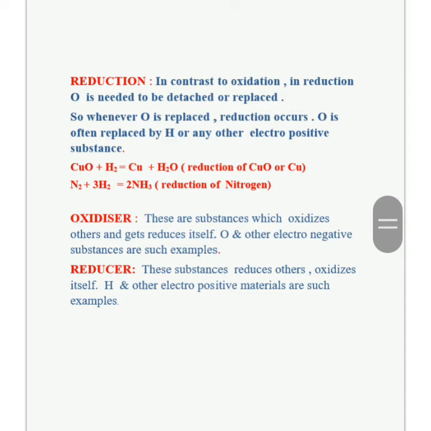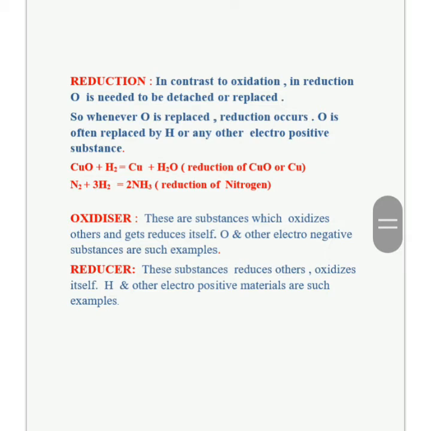Reduction, on the other hand, in contrast to oxidation, is where oxygen needs to be detached or replaced. So whenever oxygen is replaced, reduction occurs, and oxygen is often replaced by hydrogen or any other electropositive substances such as metals like sodium, potassium, etc. In the very first example, we can see cupric oxide being reduced by hydrogen as hydrogen replaces the oxygen. In this case, we can either say cupric oxide has been reduced or simply copper has been reduced.